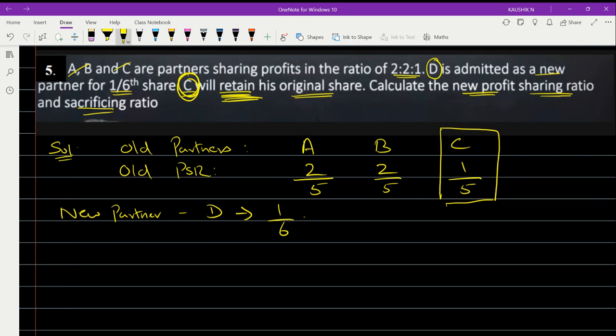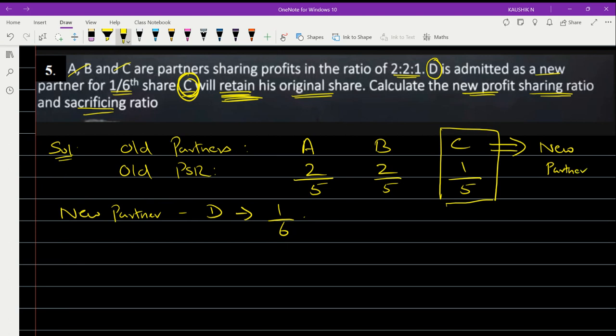When he undergoes the sacrifice for the admission of a new partner D, again he will get less than what A and B are getting. So he is very clear in his mindset that he can't go for a sacrifice. In that case, when even one among the old partners is going to retain the share at the time of admission of a new partner, then the old partner, so-called C, should also be treated as a new partner.